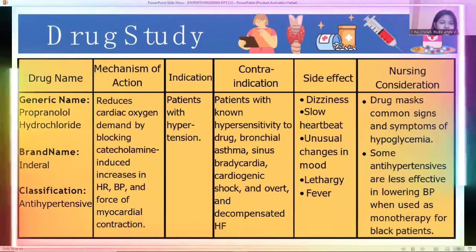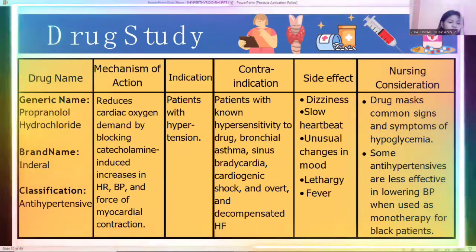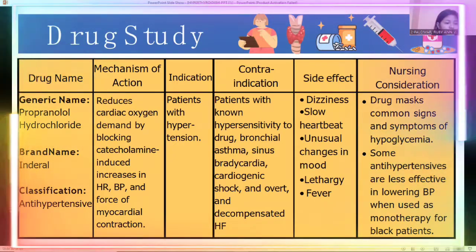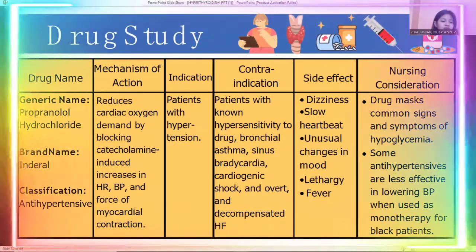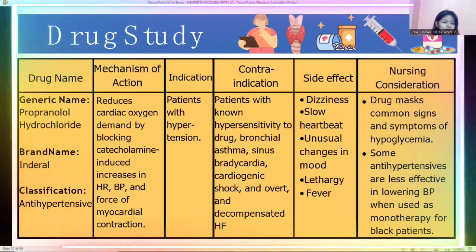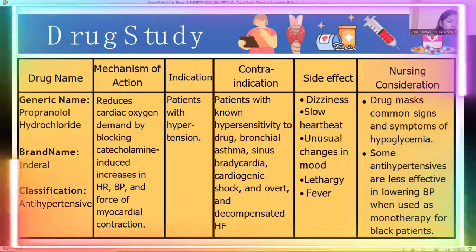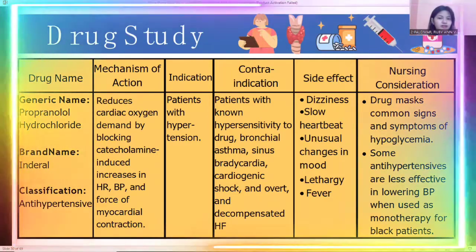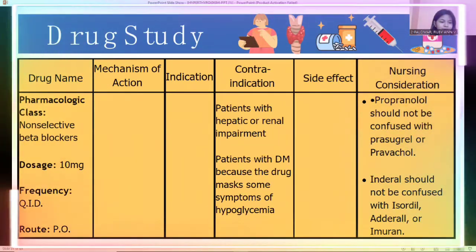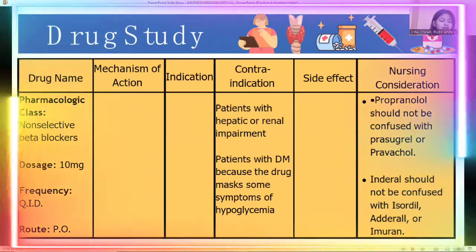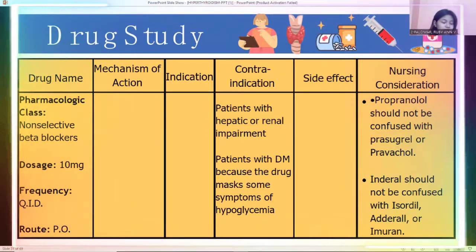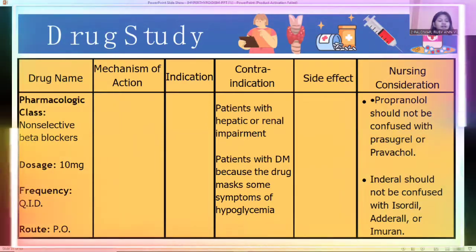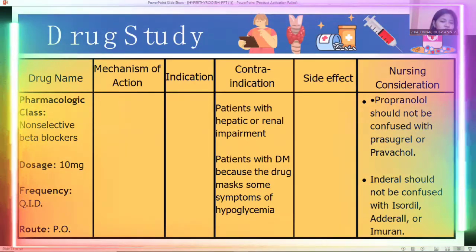Next slide na siguro. Next medication is propranolol hydrochloride. Brand name is Inderal. Classification is antihypertensive. Pharmacology class is non-selective beta blockers. Dosage is 10 mg. Frequency, QID, and route of administration is PO.